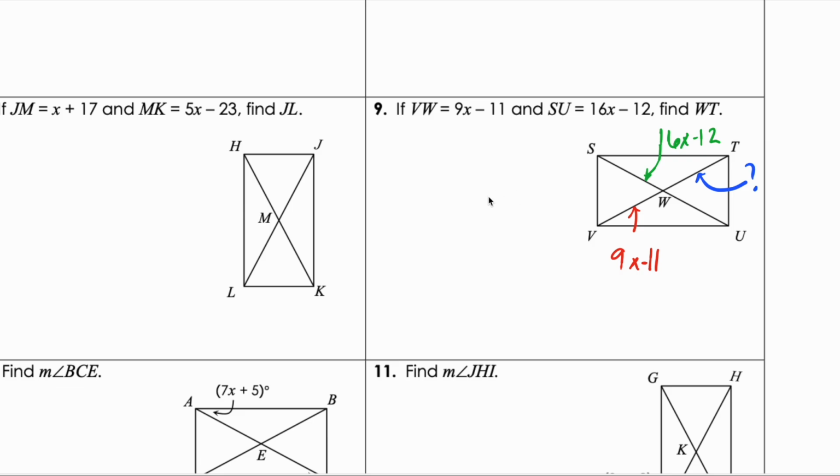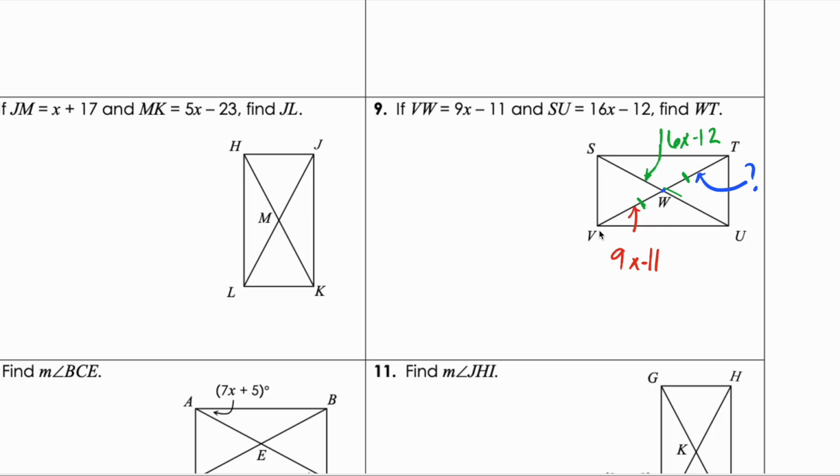Well, if we think about the properties of a parallelogram, of a rectangle, we know that the diagonals are congruent. Okay, so we know that the point in the middle is a bisector, right? It's bisecting each diagonal into two congruent parts. So if I think about WT, which is this right here, I know that WT is going to be congruent to VW, since VW is the same length as WT because there's a bisector cutting it in half.